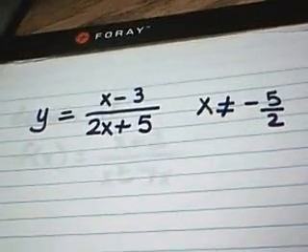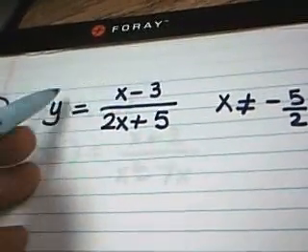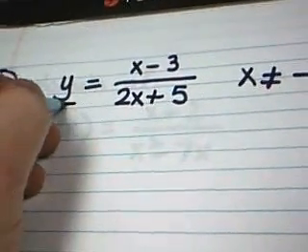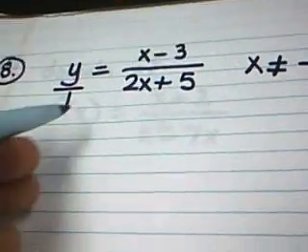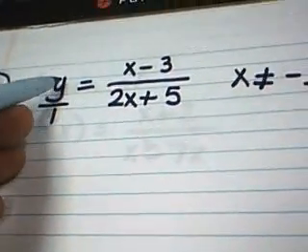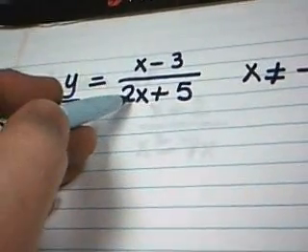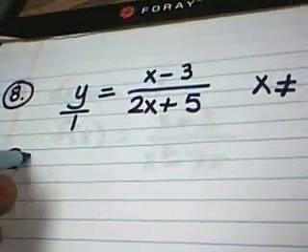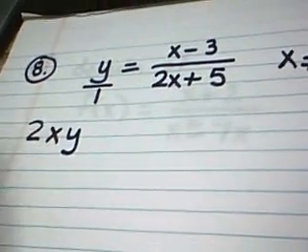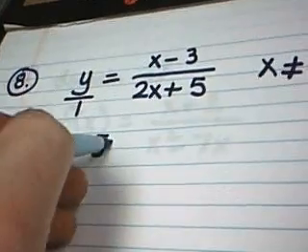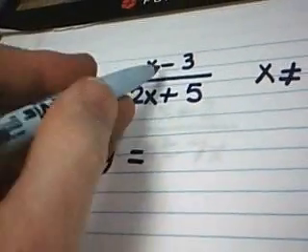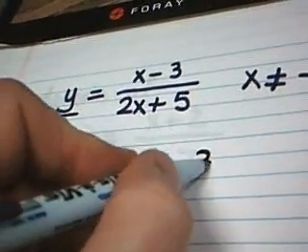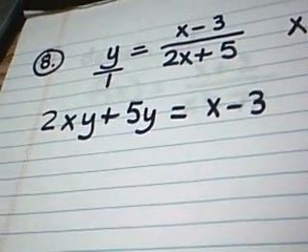Always state your restrictions. What I would do on this equation to solve it, I would think of y as y over 1, and I would cross multiply. y times the quantity 2x plus 5 is 2xy plus 5y equals 1 times the quantity x minus 3, which is, of course, x minus 3.